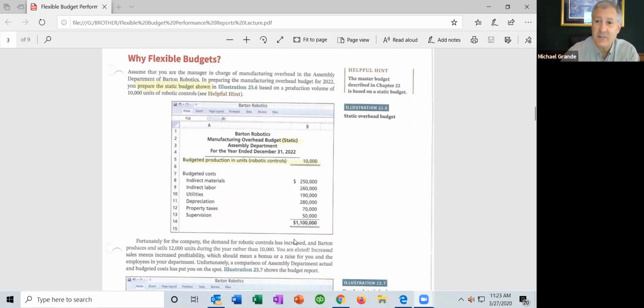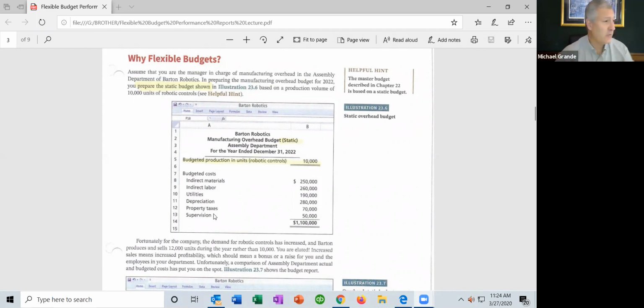That is the estimated level of activity, and this static budget is going to answer the question, what do you think it's going to cost to produce 10,000 robotic controls? And these are the numbers they came up with. Budgeted costs for indirect materials, indirect labor, utilities, depreciation, property tax, and supervision.